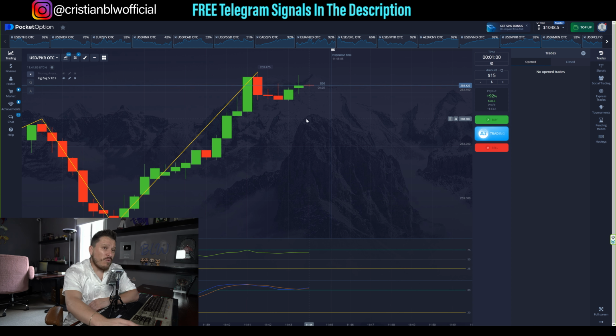Now, again, one thing that you need to keep in mind is that this is not 100% accurate. There are going to be some trades that you're going to lose. But trust me, when you do the combination of both of them, you actually are in a very good position to actually win more trades.